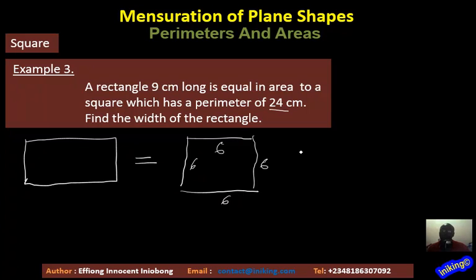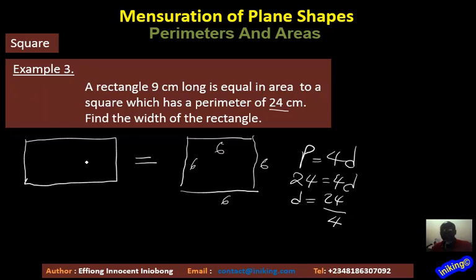Yes, because the perimeter of a square is 4D, where D is the length of each side. So if this is 24, 4D, our D will give us what? 24 divided by 4, and that gives us 6 each. Now we are told that the rectangle has an equal area to the square. First, what is the area of a square? Area of a square is D square, that is 6 times 6 in this case.